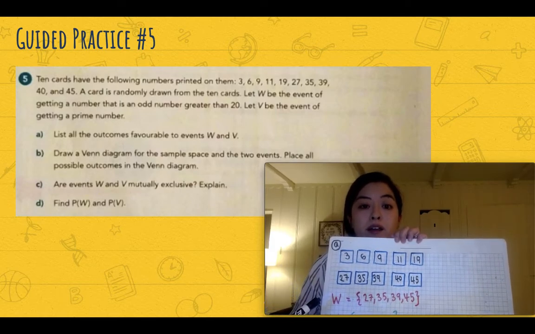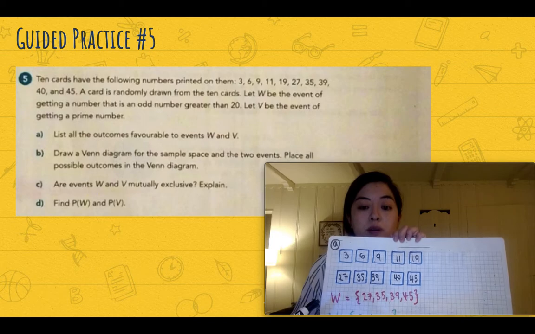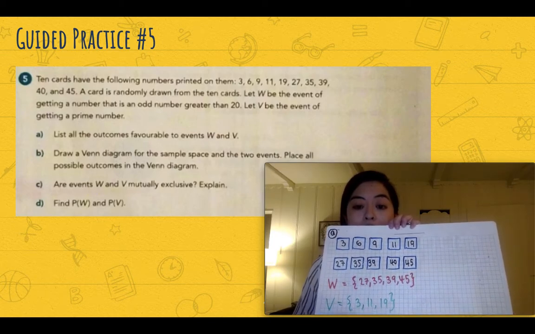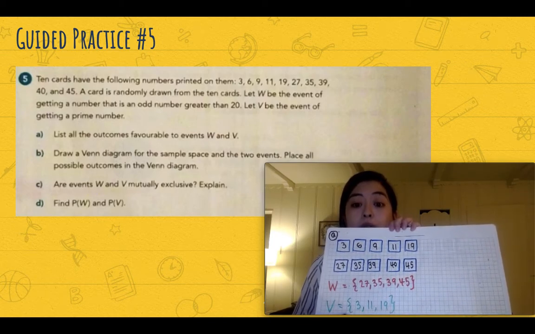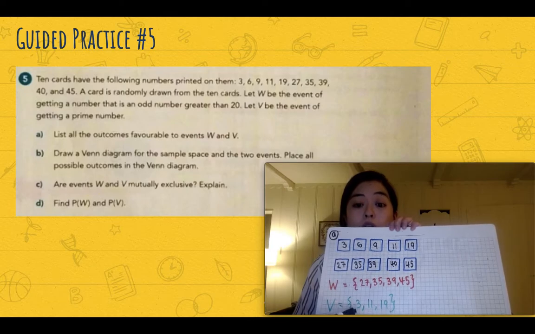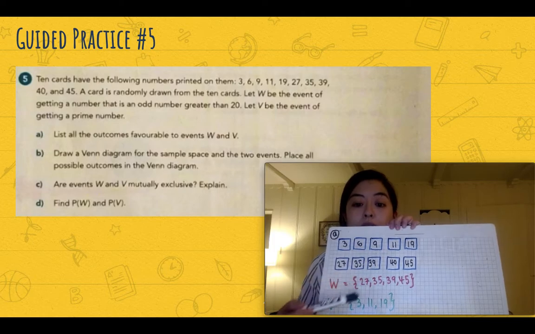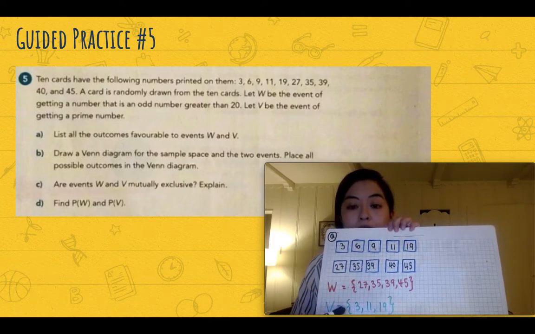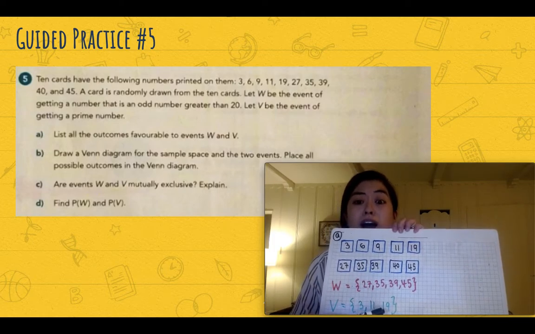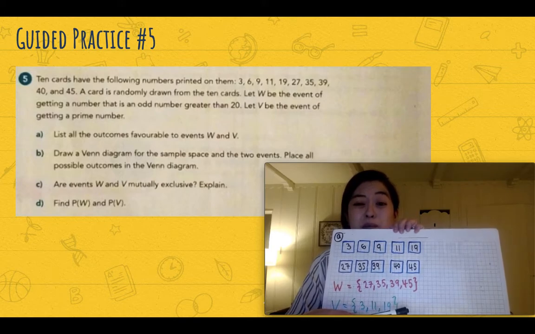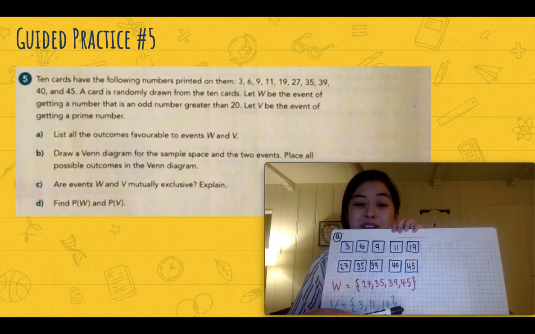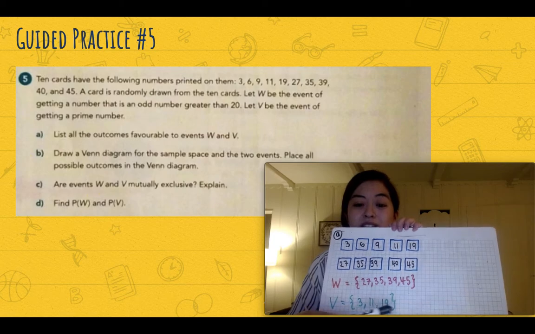And my V is the event of getting a prime number. So remember, a prime number is a number that can only be divided by itself or 1. Okay, so it has to meet those two conditions. So 3 is a prime number, 11 is a prime number, 19 is a prime number. I almost put 39 as a prime number, but I realized, oh, 3 times 13 is 39. So I had to erase that after I did it.